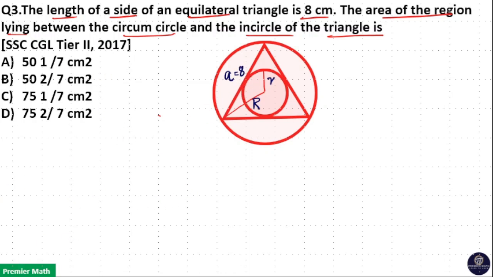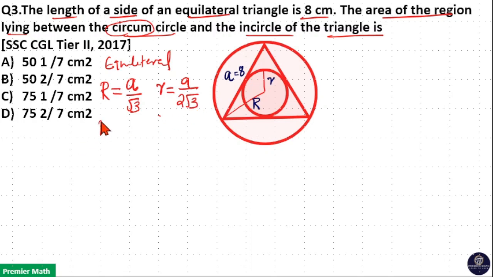Now, for an equilateral triangle, the radius of the outer circle, that is the circumcircle, is equal to A by root 3. Here A is equal to 8, that is the side of the equilateral triangle divided by root 3. And the radius of the inner circle, that is small letter r, is equal to A by 2 root 3.